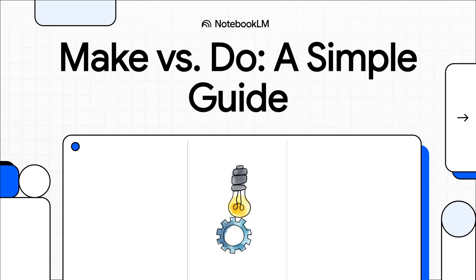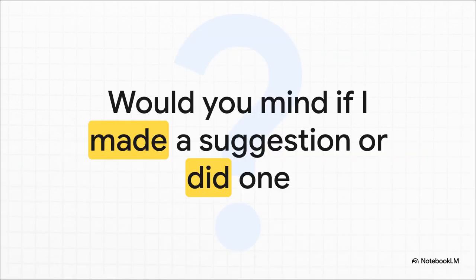Okay, let's talk about two little words that cause so much confusion for English learners: make and do. They seem easy enough, but getting them right is one of those things that just makes your English sound so much more natural. So, take a look at this. What feels right to you? Made a suggestion or did a suggestion?